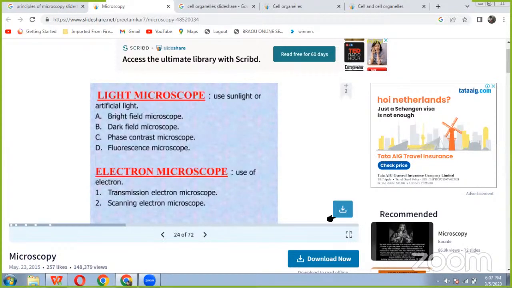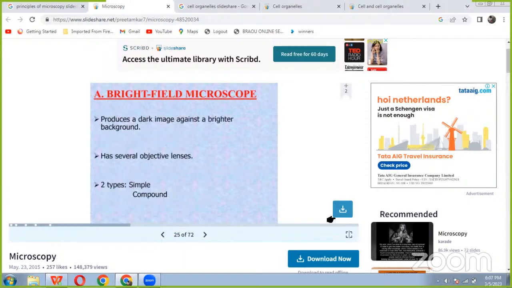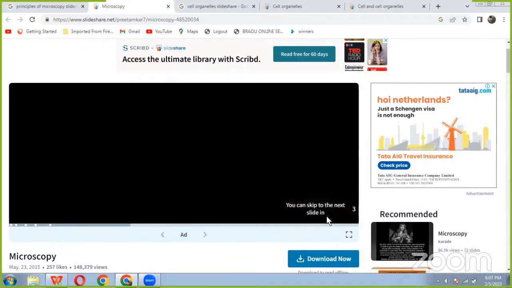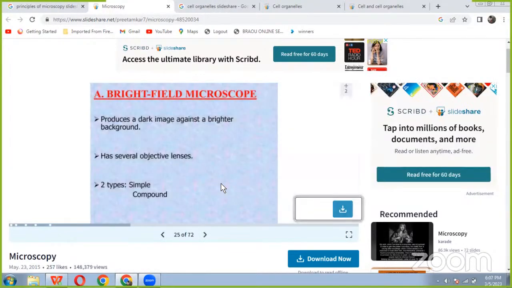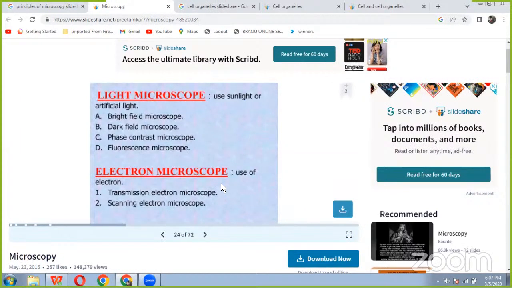Okay, light microscope, electron microscope. According to our syllabus, light microscope. Next one is the electron microscope, phase contrast microscope. Different types of the microscopes are there. What is the first one? The light microscope. They can divide using the sunlight or the artificial light. They divide into four types of microscope: bright field microscope, dark field microscope, phase contrast microscope, and the fluorescent microscopes. Under the light microscope comes the phase contrast microscope and fluorescence microscope.